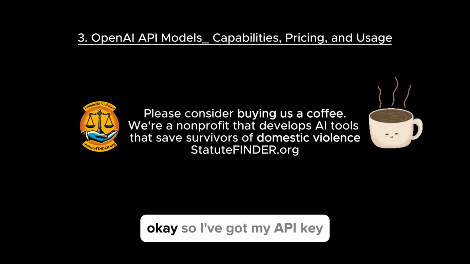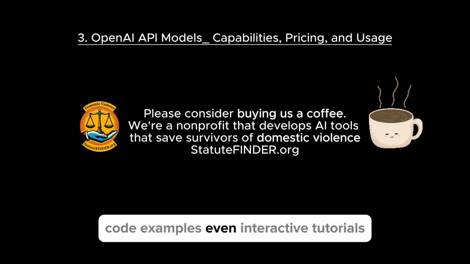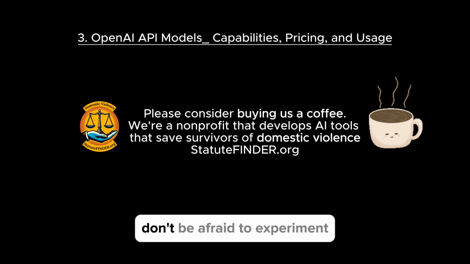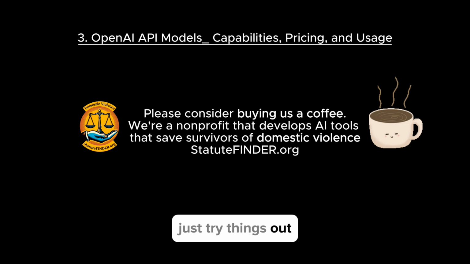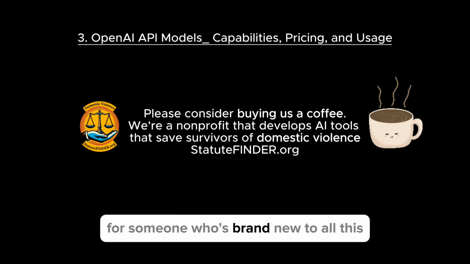That's a huge relief. Okay, so I've got my API key, I've installed the library, I'm ready to build something. Where do I even begin? Well, the OpenAI documentation, that's truly your best friend here. It's got clear instructions, code examples, even interactive tutorials. Don't be afraid to experiment. Just try things out. Are there any specific tips you'd recommend for someone who's brand new to all this?